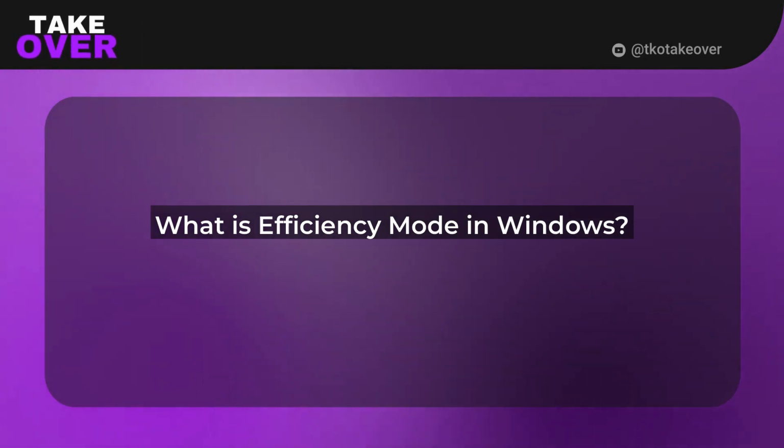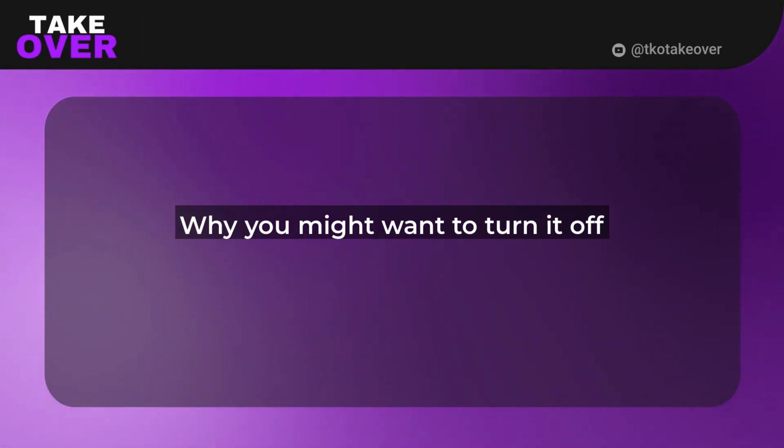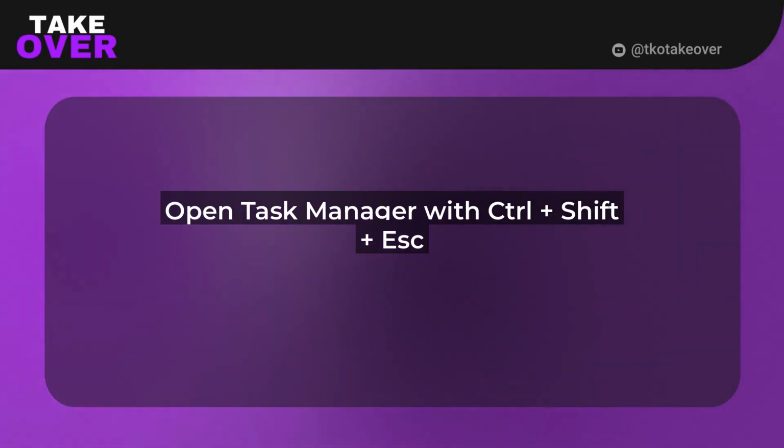Today, we're diving into how to turn off efficiency mode in Windows 2025. If you've noticed your apps running slower or not performing as expected, efficiency mode might be the culprit. This feature, introduced in recent Windows updates, helps save battery life and system resources by limiting background processes, but sometimes it can hinder your productivity. Don't worry. I'll walk you through the steps to disable it quickly and easily.